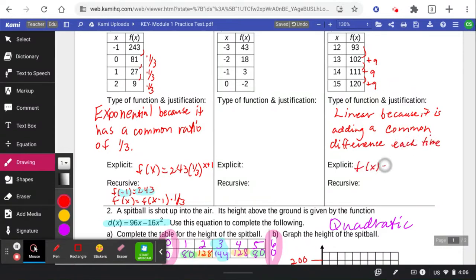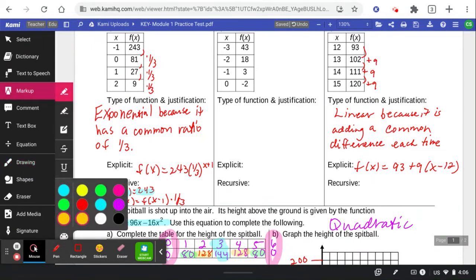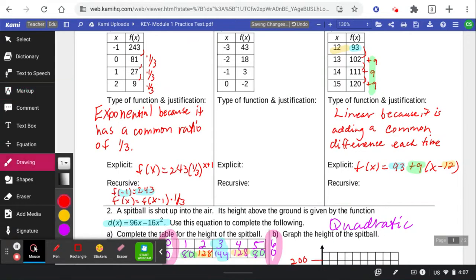So my explicit goes like this: begins with 93, adding 9 every time to the x minus 12. Where does that 12 come from? This 12 comes from right up here. This 93 comes from right here. And the plus 9 comes from right there. Recursive, f of 12 equals 93. f of x equals f of x minus 1, plus 9 each time.